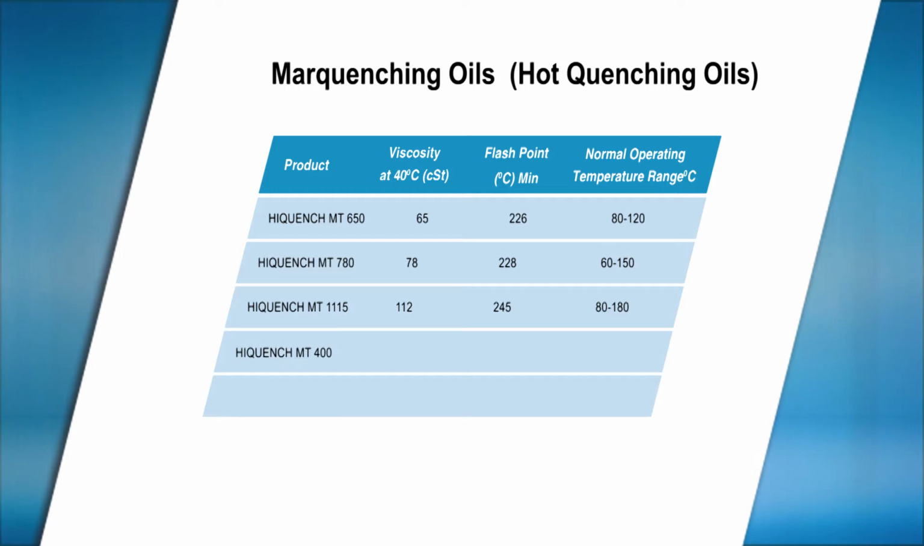Celsius. HiQuench MT400 is preferred where the application calls for very low viscosity of the product. This product, having 40 centistokes viscosity, can be used in a vast operating range of 50 to 150 degrees Celsius. HiQuench MT1800 is a popular product for open tank quench applications and has a viscosity of 175 centistokes and can be operated in the range of 120 to 190 degrees Celsius under specified operating conditions.